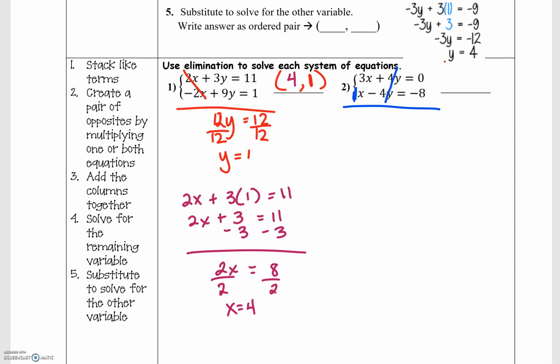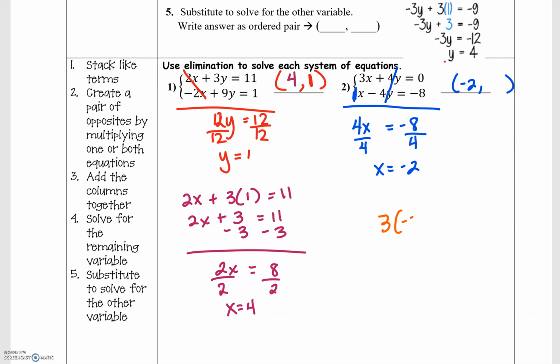Sometimes it helps to put the 1 in front of the x because it is a 1x. That makes 4x, and that equals negative 8. And then when we solve, x is equal to negative 2. And then when we plug that back in, again, it doesn't matter which one you use.